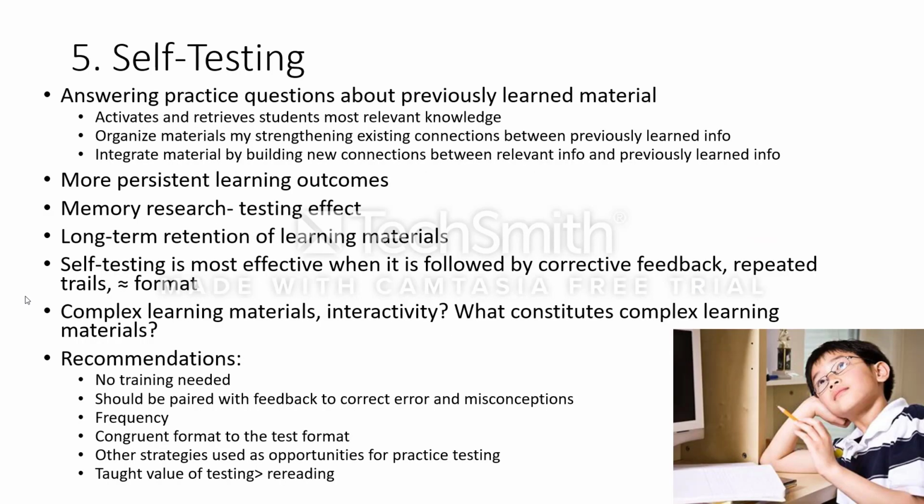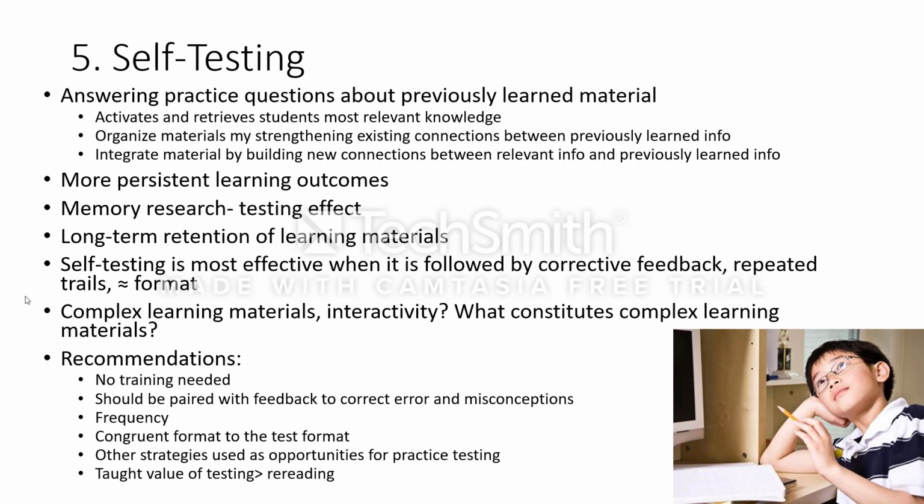Number 5 is self-testing. Self-testing is answering practice questions about previously learned material. When students do this, they're activating and retrieving the most relevant knowledge and organizing the material and strengthening existing connections between previously learned information. They're also having to integrate this material by building new connections between relevant info and previously learned info. And they're also exercising their neural pathways for information retrieval.